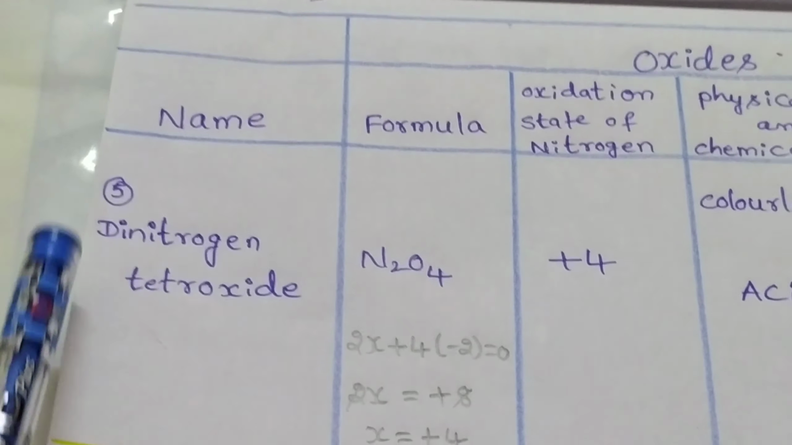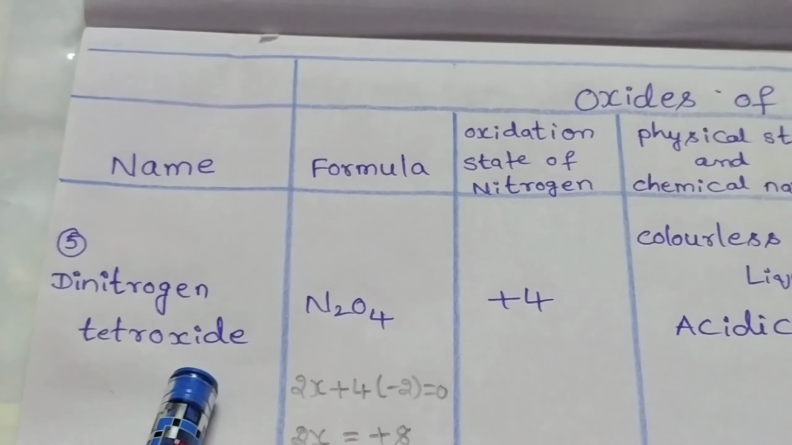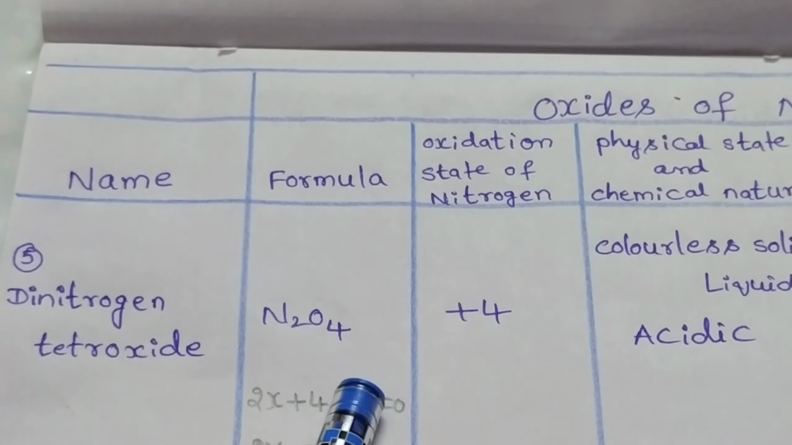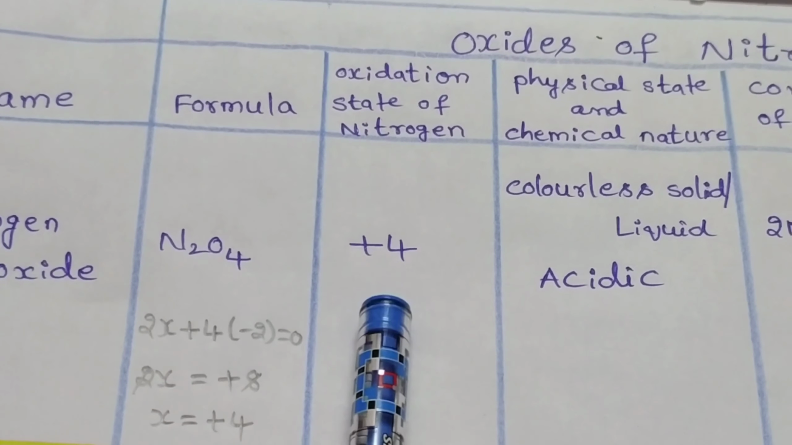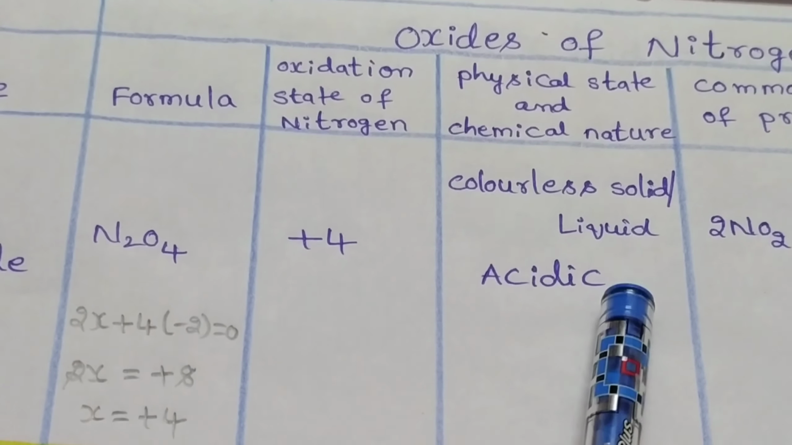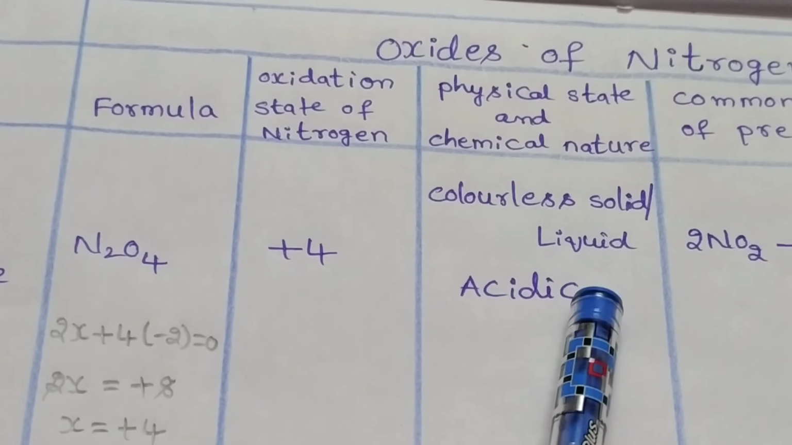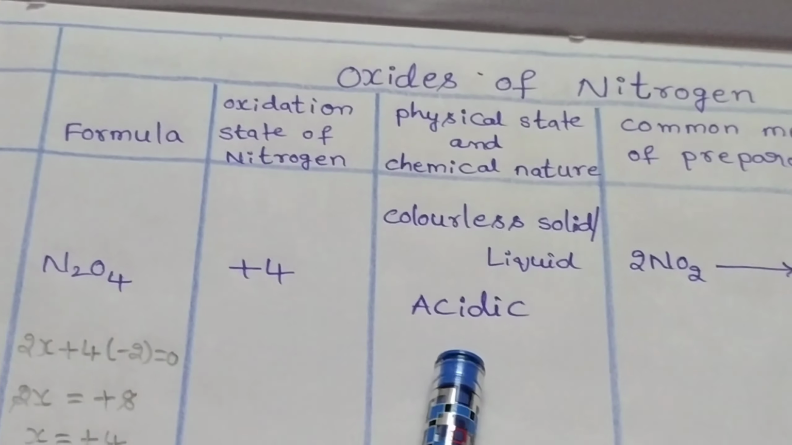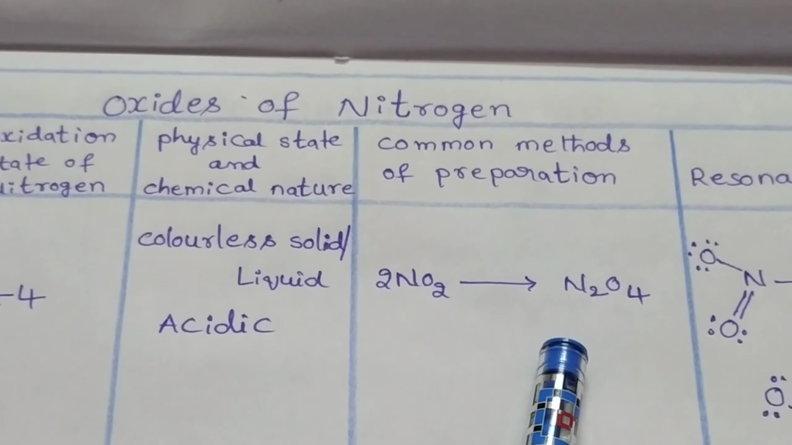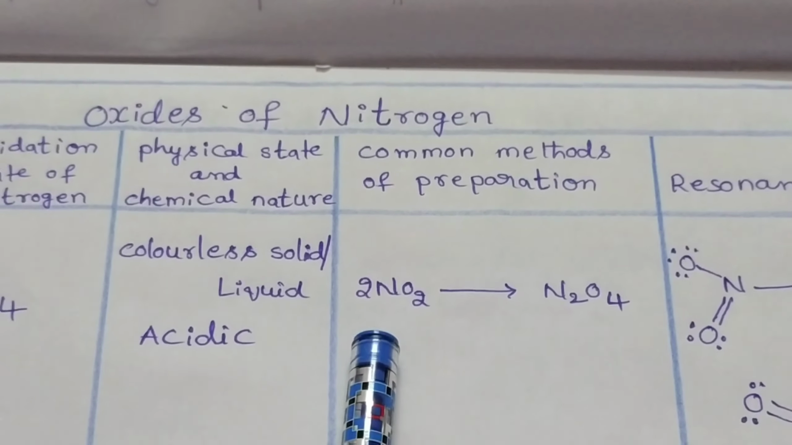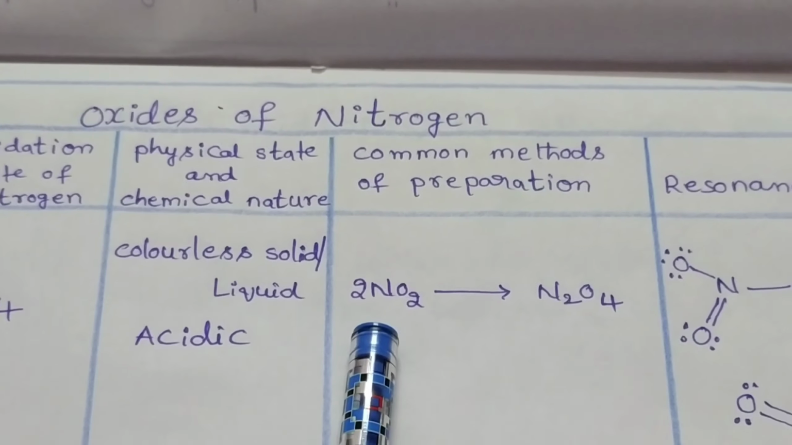Now we discuss dinitrogen tetroxide. Formula N2O4. Oxidation state of nitrogen is +4. It is a colorless solid or a colorless liquid. It is acidic in nature. When nitrogen dioxide is heated, it undergoes dimerization. Here we take 2 moles of nitrogen dioxide undergoing dimerization, that means multiplication takes place, forming N2O4.